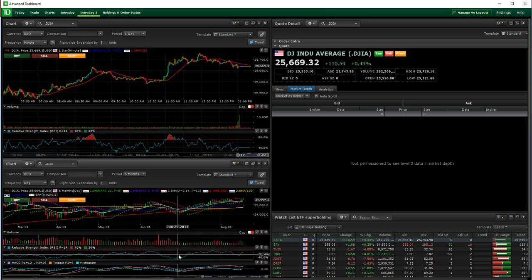And of course the RSI will follow the same upward trend too. So those are all the indicators that I have on the daily graph.